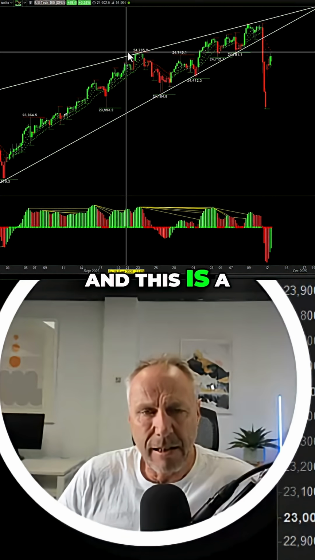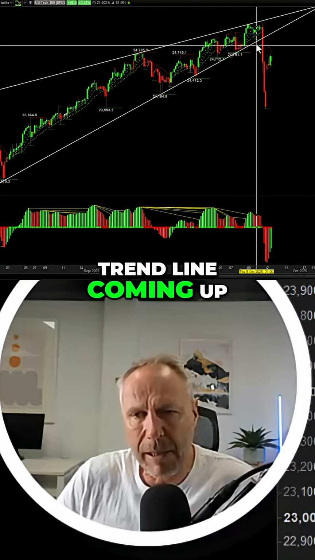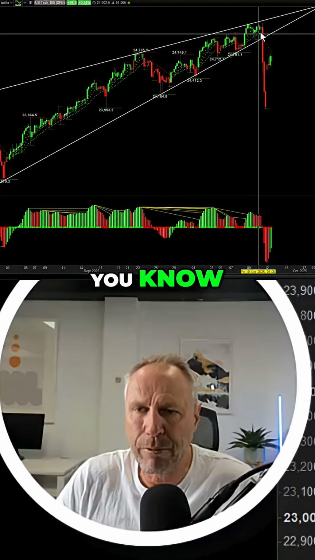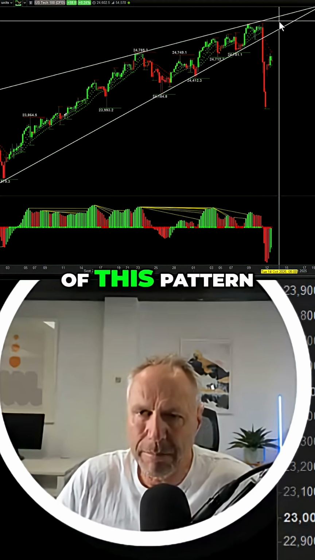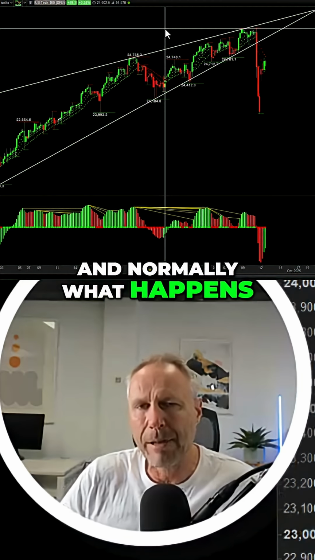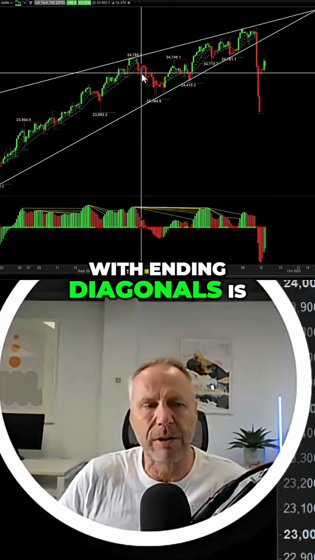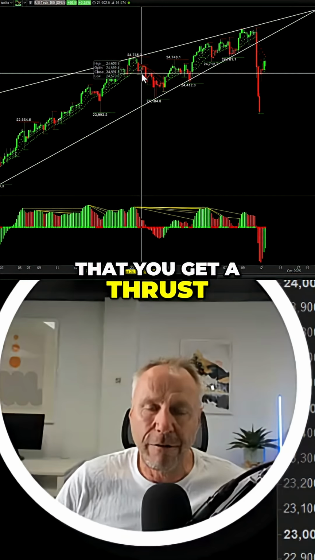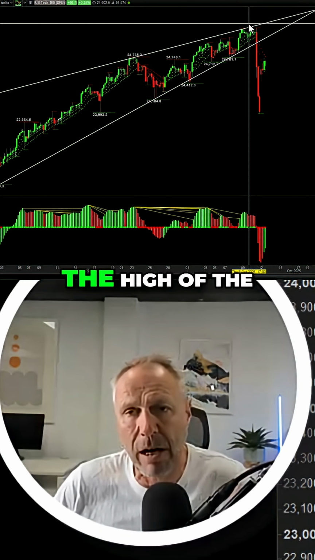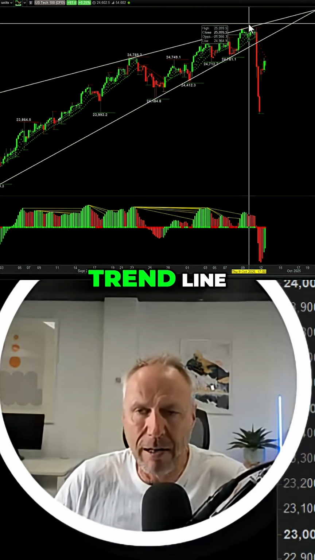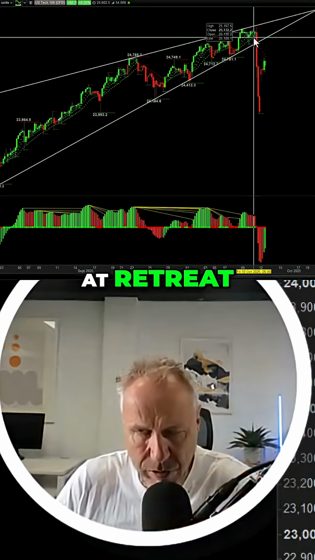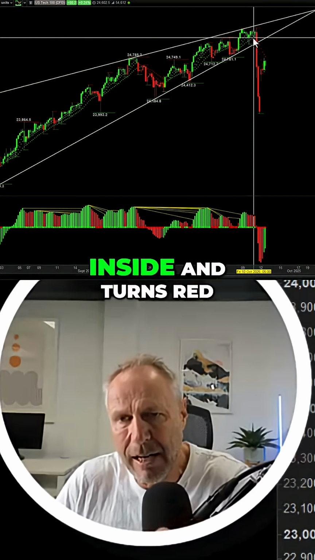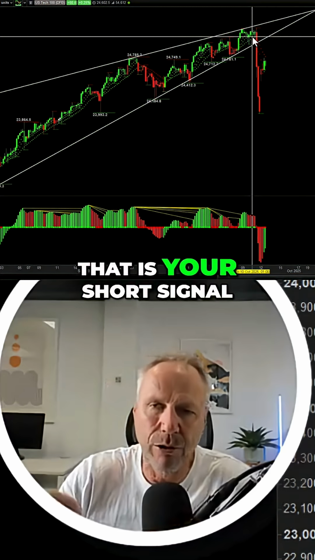And this is a trend line above the highs, a trend line coming up the lows, and we get price squeezing towards the apex of this pattern. Normally what happens with ending diagonals is that you get a thrust, fast price action through the high of the trend line, and when it comes back inside, I was talking to the students at the retreat, when it comes back inside and turns red, that is your short signal.